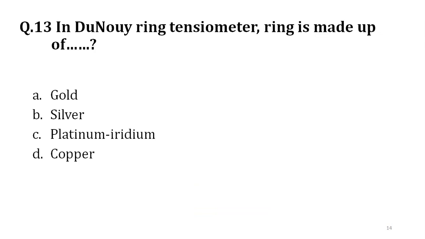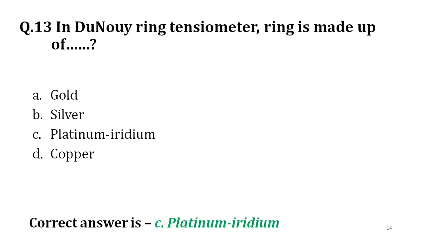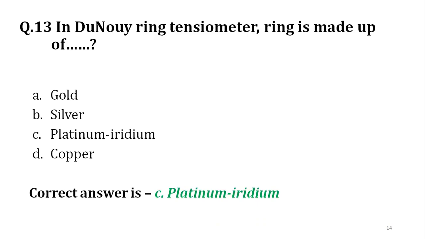Next, in a Du Noüy tensiometer, the ring is made up of. From what is this ring actually constructed? Option A, gold. Option B, silver. Option C, platinum iridium ring, and D, copper. Again, the answer is given in Martin. Option C, the platinum iridium ring, because this metal offers the highest resistance to corrosion and interaction with most of the solvents.